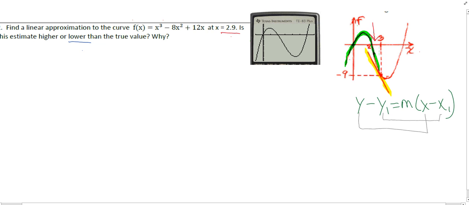So what we're looking to solve for is the function value. So we're actually going to solve for this first y right here. We have to have a number for every term in that point slope formula, except for that y, because that's what we're going to solve for. So let's take a look at what we already know. Well, we already know the x and the x1 value. The x value is 2.9, and we're going to use x equals 3 as an estimation.